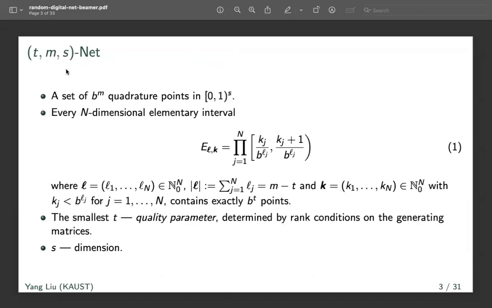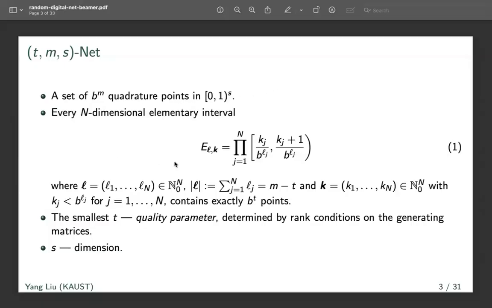So we will talk about this digital net that is parameterized by three parameters, a (t, m, s)-net. This is a set of b to the m quadrature points in the unit cube. b is usually chosen as a prime number, for example 2, 3, 5, or other prime numbers. And as we increase this m, we are expanding the quadrature points.